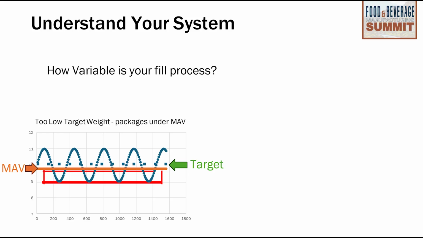A single package below the MAV cannot be sold. It may also indicate that the entire lot is at risk. So again, your lot average below declared weight means the entire lot must be checked because you have not met declared weight.